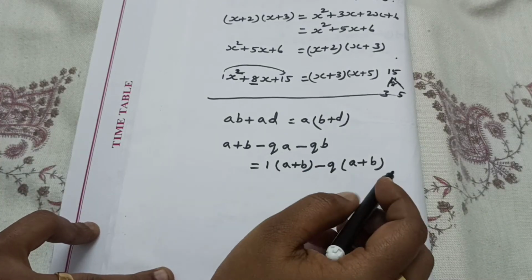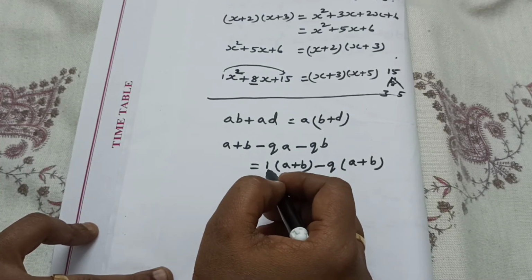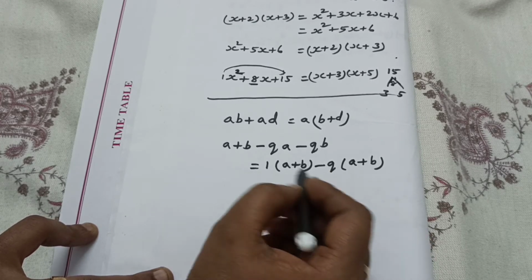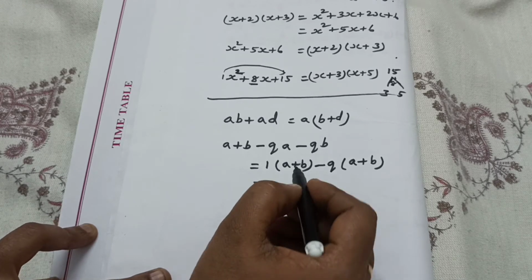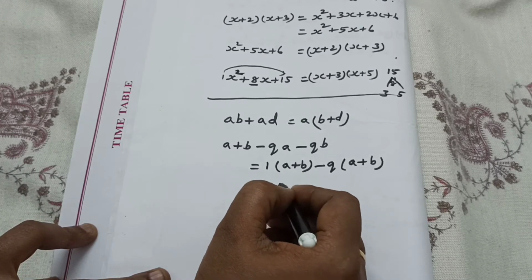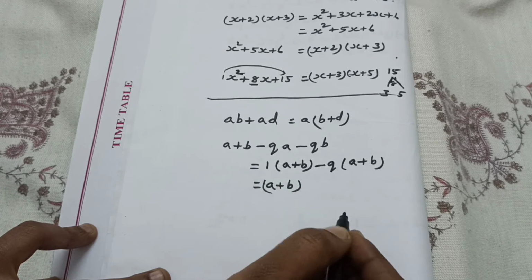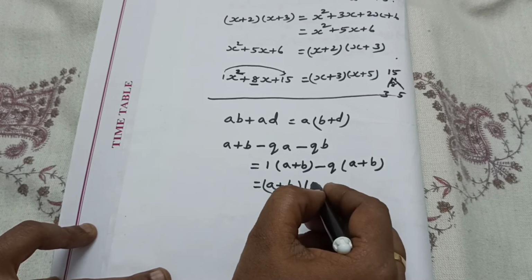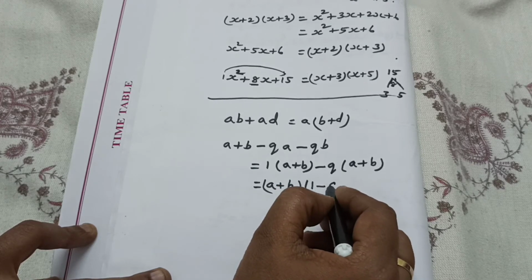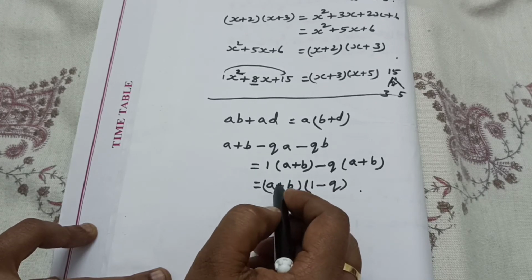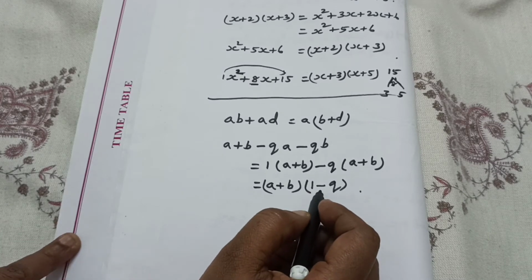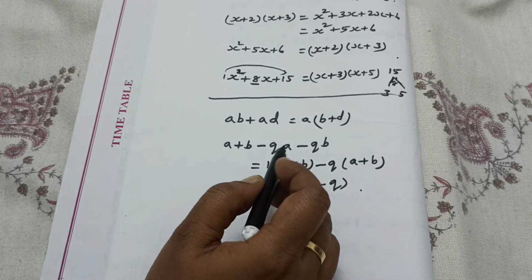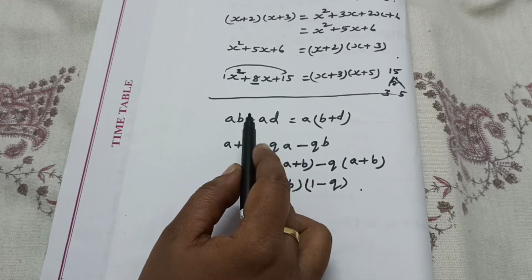Here two terms are there. Then 1 into A plus B minus Q into A plus B. Here which is common? A plus B is common, isn't it? So we have to take A plus B common, then into, remaining one is there, isn't it? 1 minus Q. Any doubt? Here A plus B into 1 minus Q are the factors. This is another method. Like this, two methods are given.